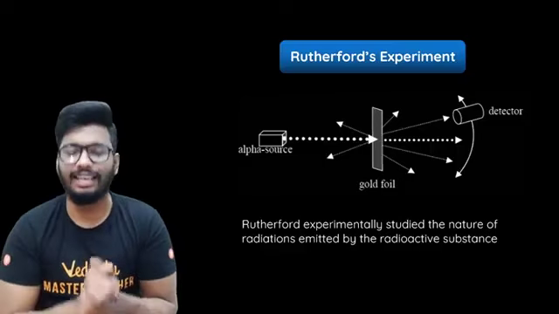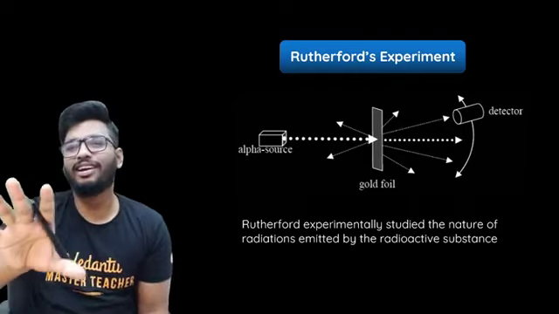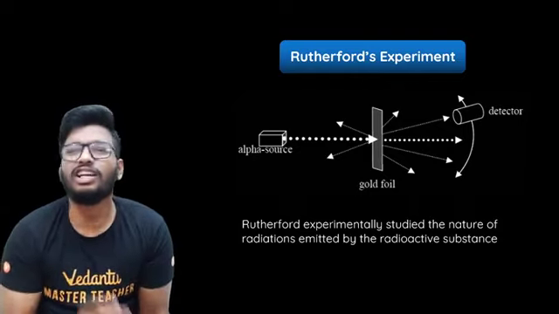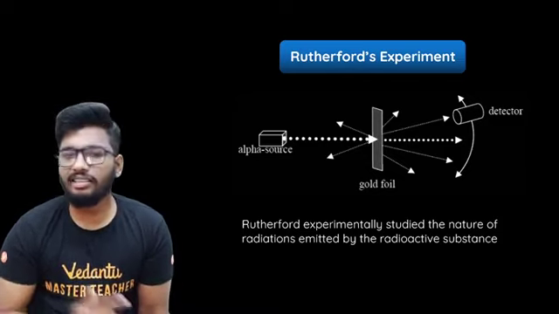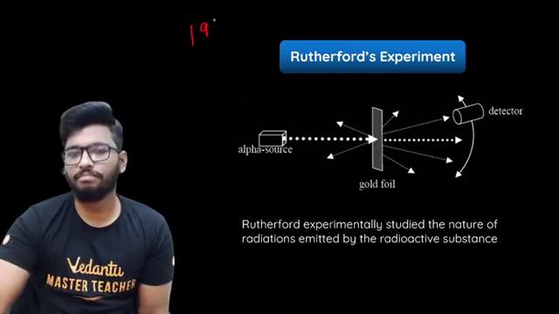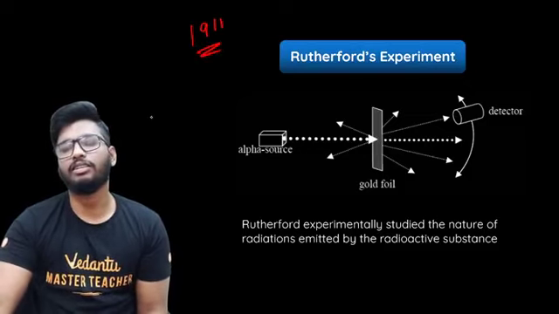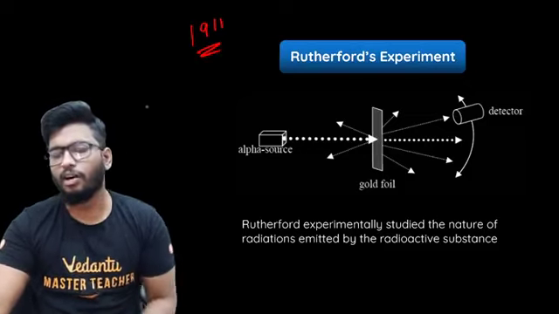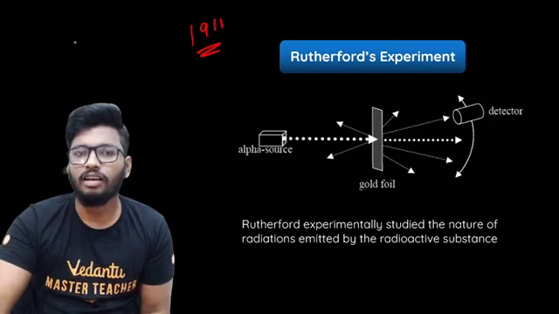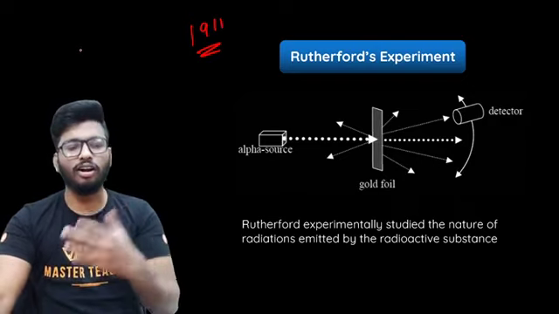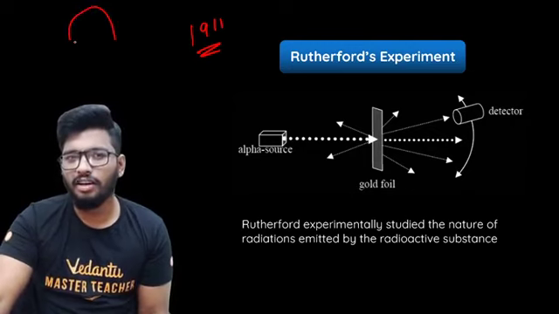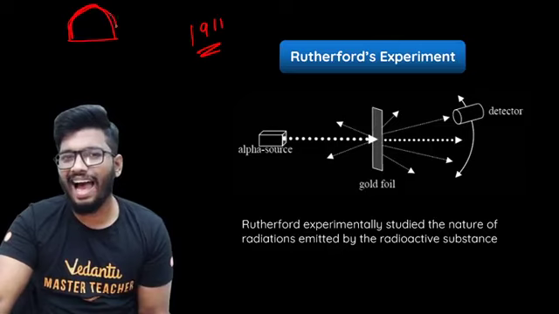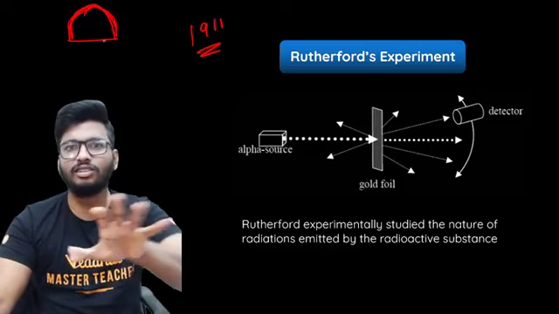Now, here's the thing, guys. Before I help you to understand this experiment, I have to tell you something. Until the year 1911, all the chemists around the world believed in the model which is called the Plum pudding model. So what is the Plum pudding model? Basically, this is what they thought the atom looked like.